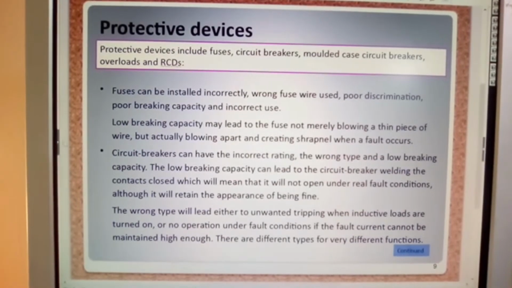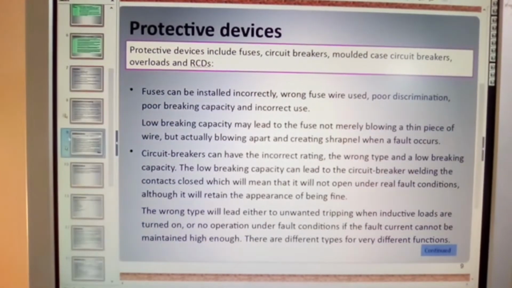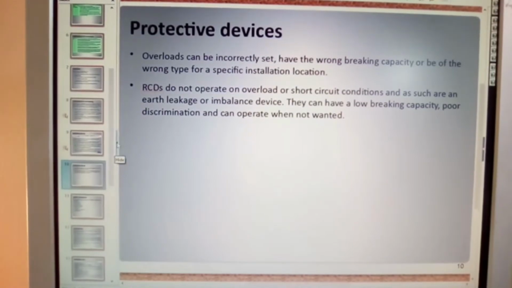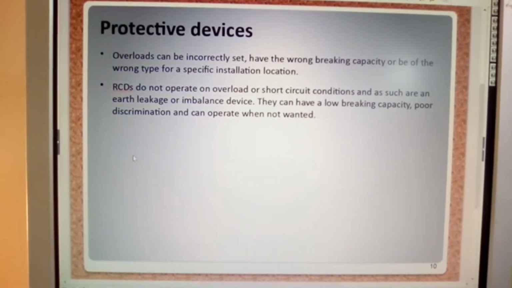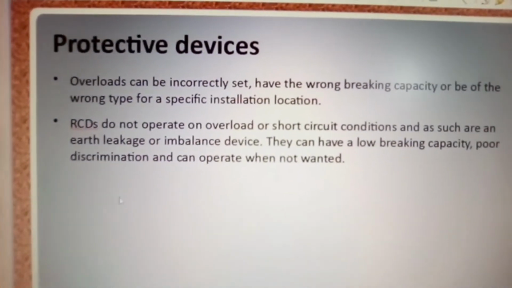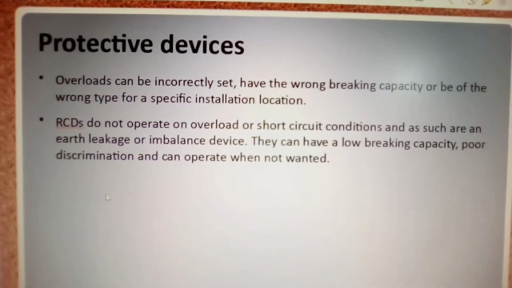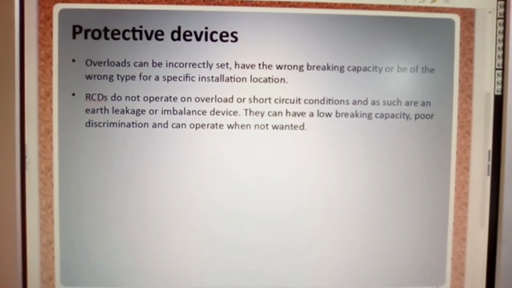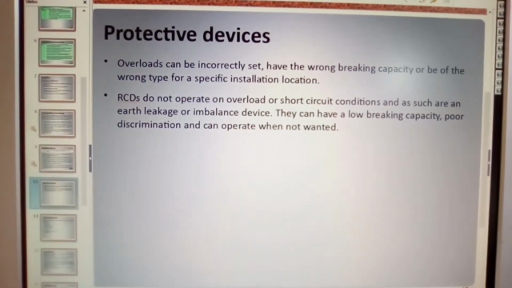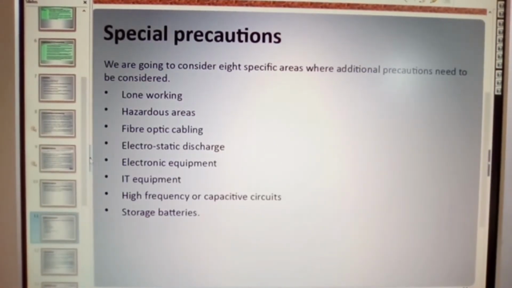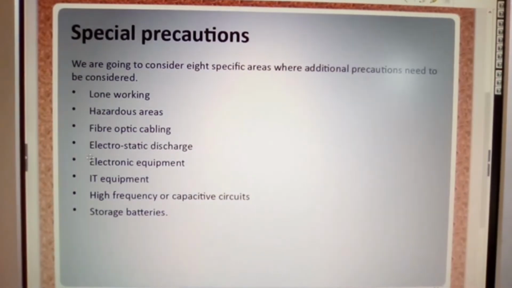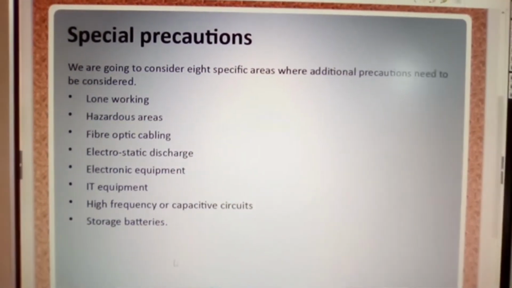That's for you to read. I don't need to read this for you at all. And again, protective devices continues. Special precautions that need to be taken.